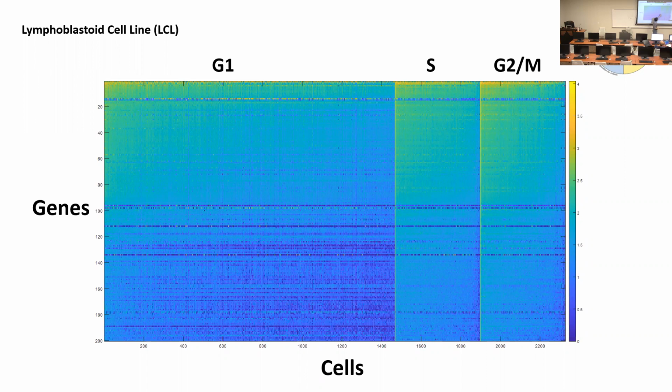And you can see the UMI values are relatively high in S and G2 phase. I believe the reason is that cells in the S phase and G2 phase are relatively larger compared to the G1 phase. Okay, so you have a higher concentration of everything in these two phases, yellower, right?